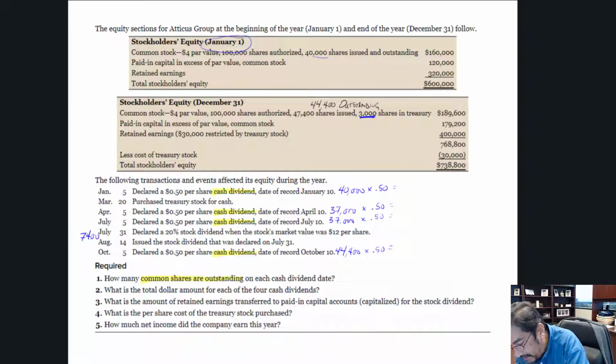Can I do this in my head? I can do that one in my head. Maybe not that one.